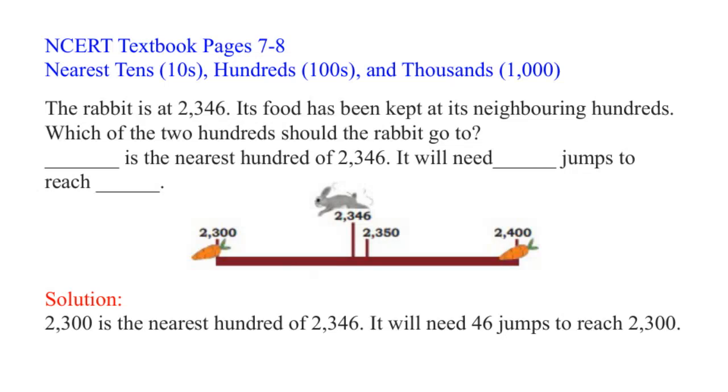Let's look at rounding to the nearest hundred. The rabbit is at 2,346, and its food is stored at the closest hundreds nearby. So, which hundred is closest? Well, 2,300 is the nearest hundred to 2,346. To get there, the rabbit will need 46 jumps. This example helps us understand how to find the nearest hundred and calculate the steps needed to reach it. It's a simple way to make big numbers easier to work with.